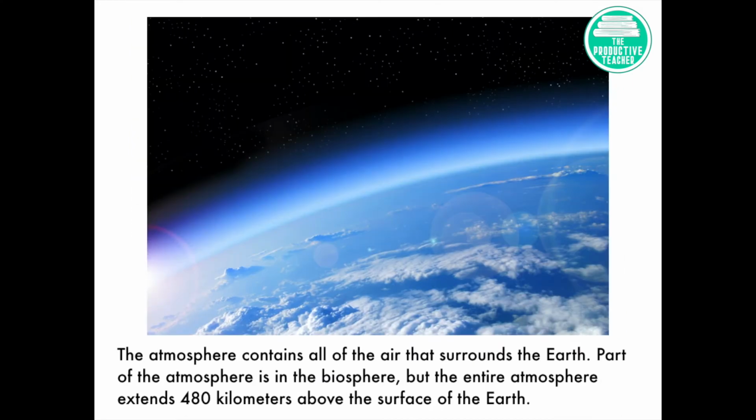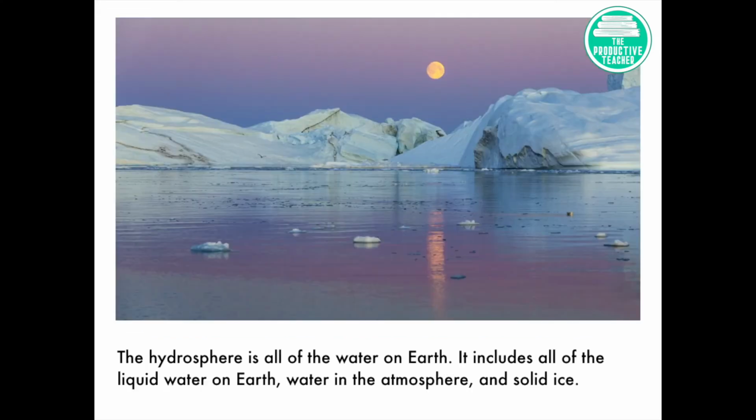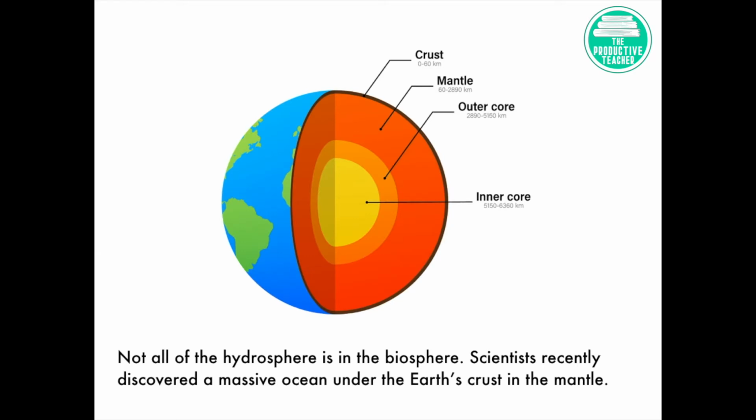The atmosphere contains all of the air that surrounds the Earth. Part of the atmosphere is in the biosphere, but the entire atmosphere extends 480 kilometers above the surface of the Earth. The hydrosphere is all of the water on Earth. It includes all of the liquid water on Earth, water in the atmosphere, and solid ice. Not all of the hydrosphere is in the biosphere. Scientists recently discovered a massive ocean under the Earth's crust in the mantle.